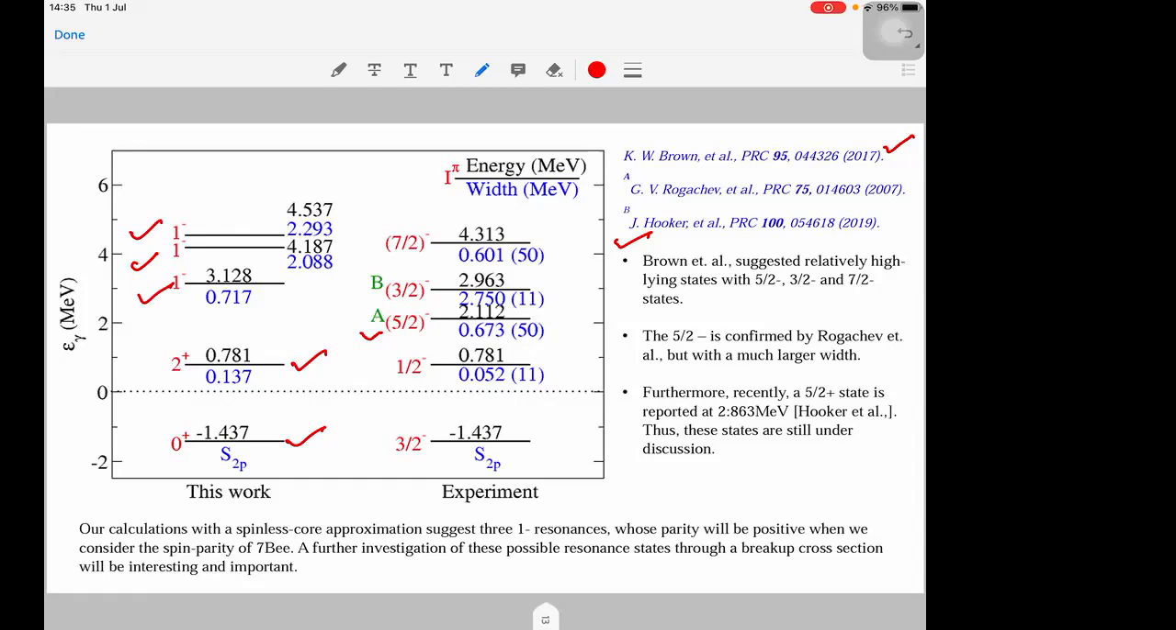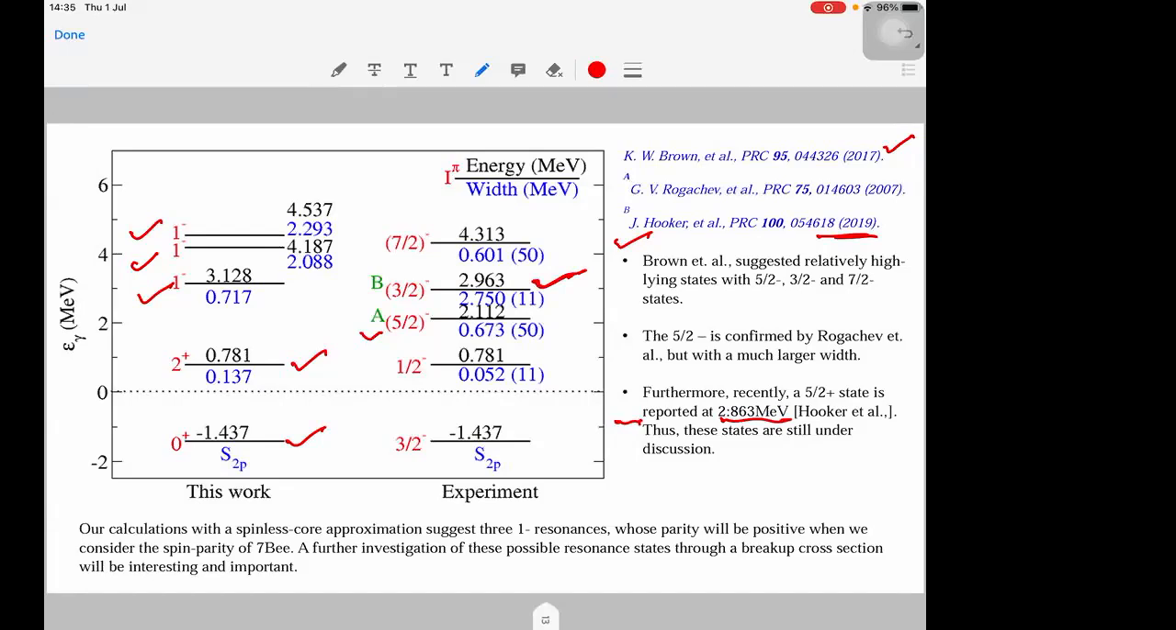But interestingly, this recent reference, the one by Hooker et al., has recently confirmed a positive parity state, that is the 5/2 plus state around 2.863 MeV, close to this level. So these states are still under discussion. And we believe with our efforts, a further investigation of these possible resonance states through a breakup cross-section will be interesting and important.